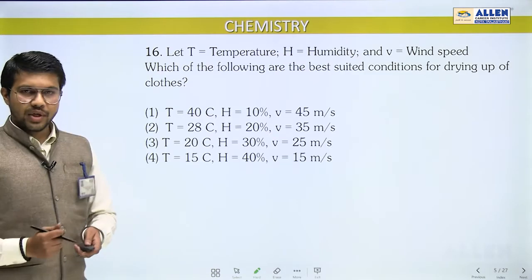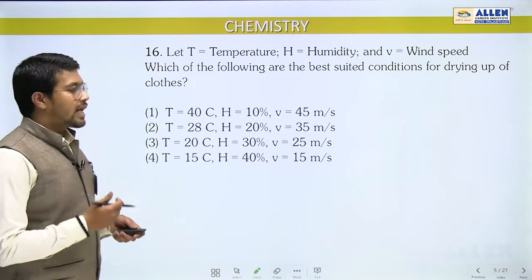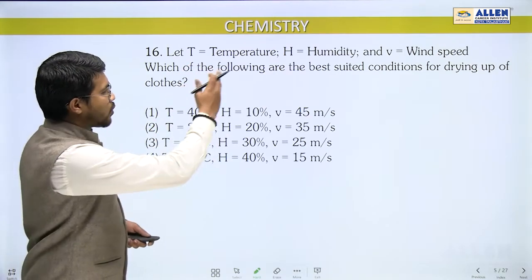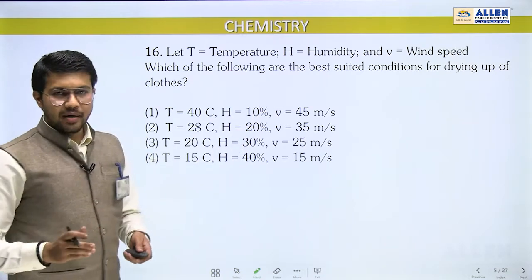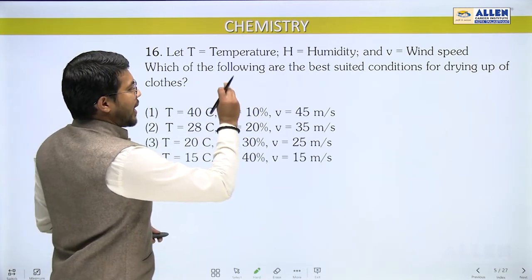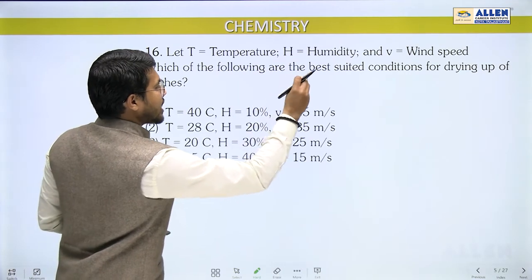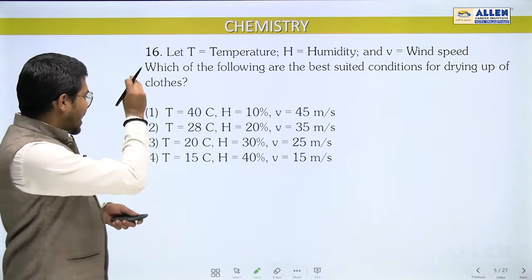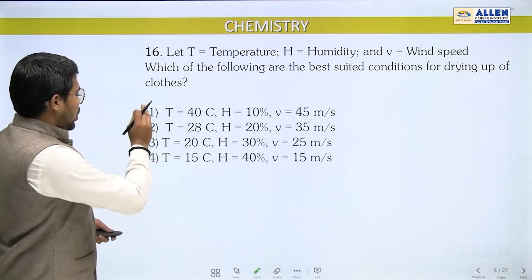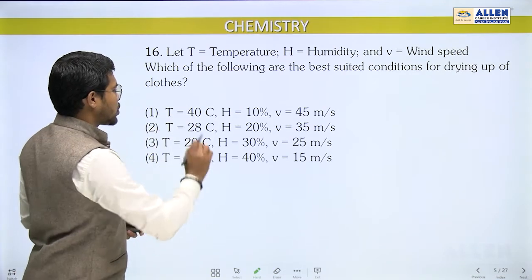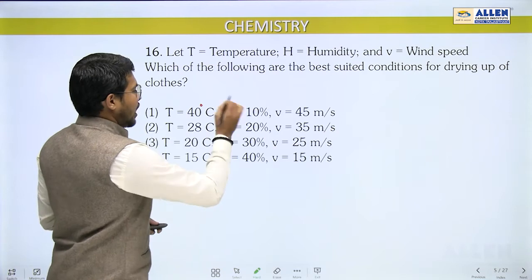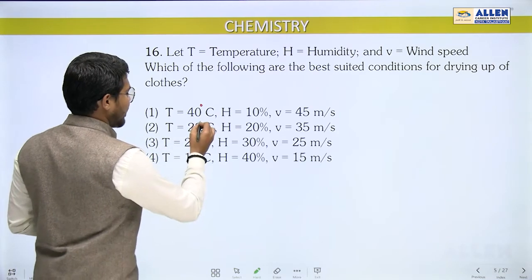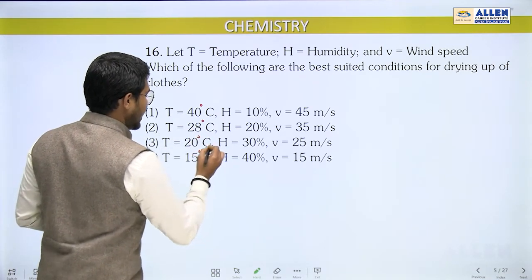Coming to our next question, that is the 16th one. Let T equal temperature, H equal humidity, V equal wind speed. Which of the following are the best suited conditions for drying of clothes? If we are drying clothes, which conditions are suitable? In the first option we have temperature equals 40 degrees Celsius, humidity equals 10%, velocity 45 meters per second. In the second option we have 28, obviously all in degrees.